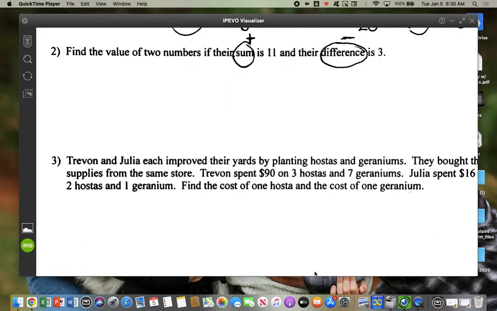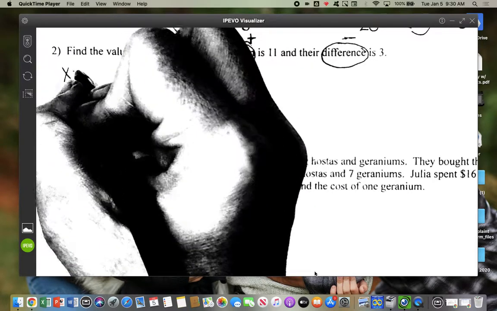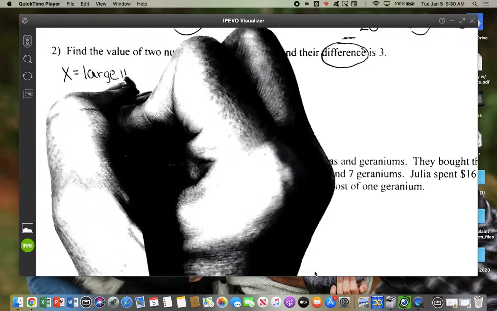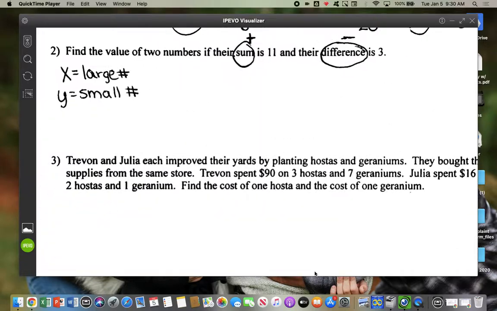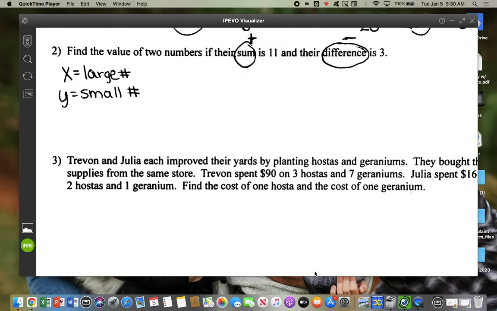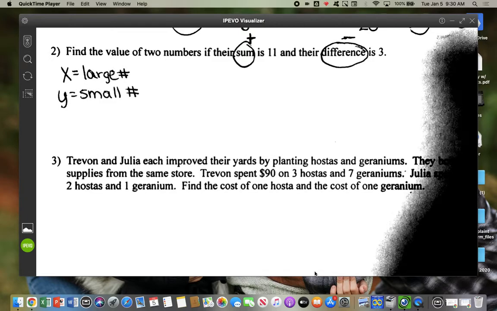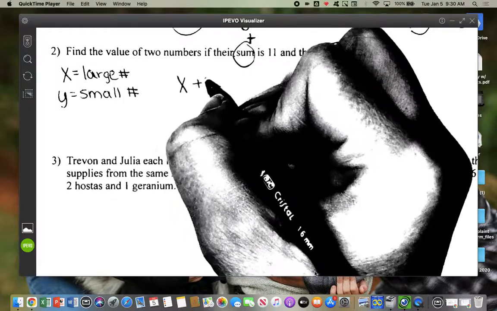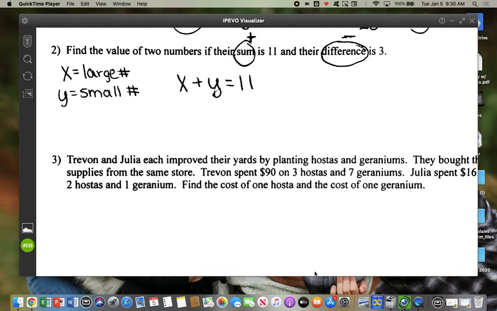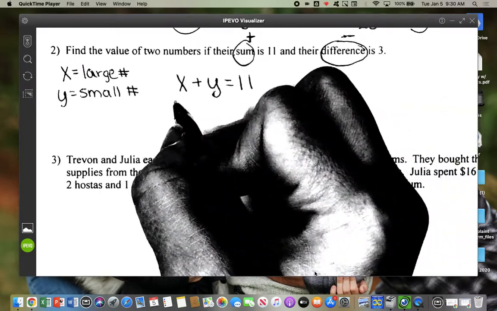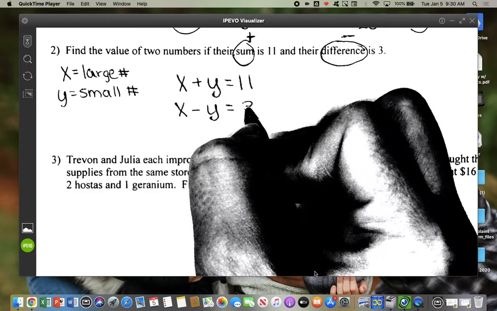They are different. So whenever you have something like this, you would simply just say, let x equal the large number, and you're going to let y be the small number. All right, so if we are adding the 2 numbers together, we know it has to equal 11. So we simply just write our 2 variables. Our large number plus our small number is going to equal 11. And then we know the difference is 3. So when we subtract the larger number minus the smaller number, we get 3.